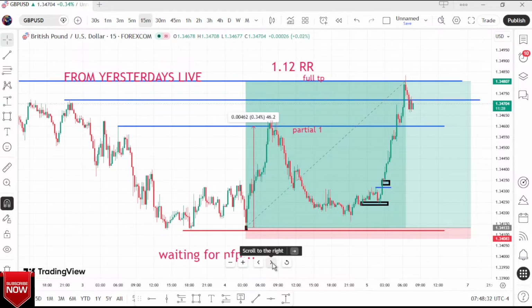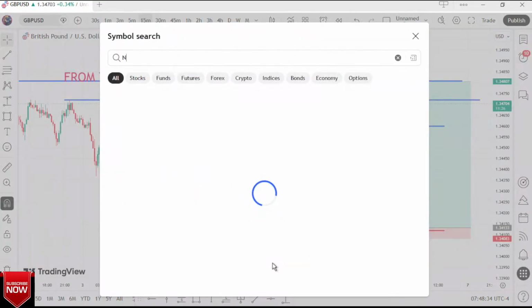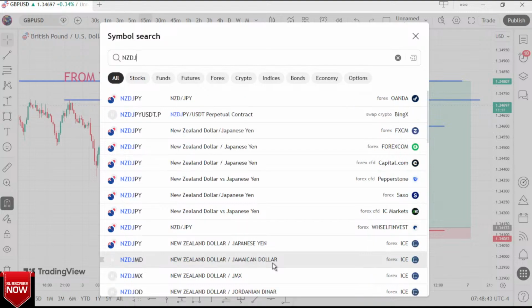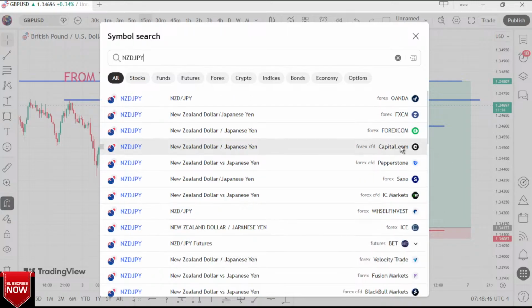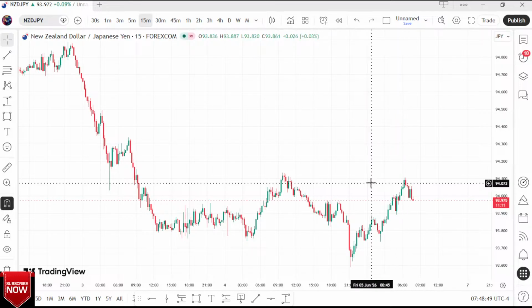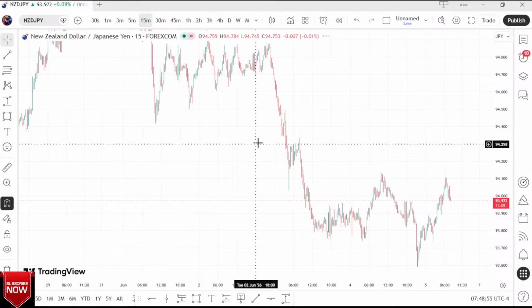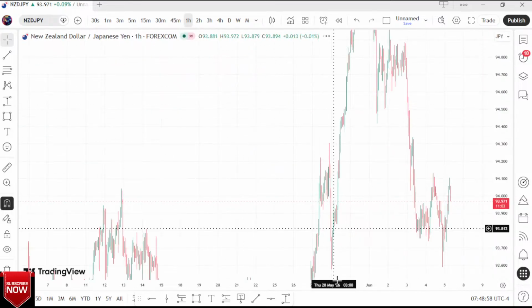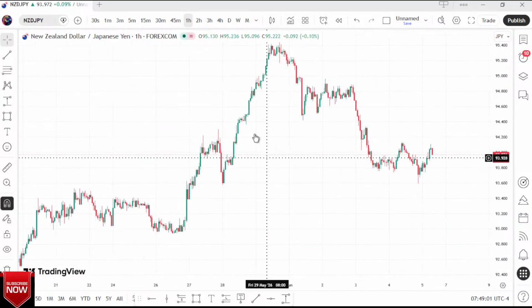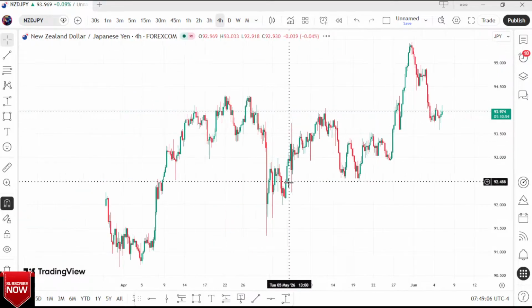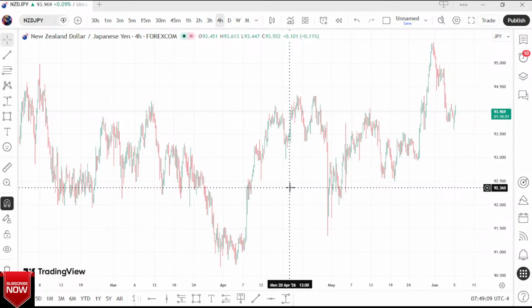Let's look at NZDJPY. Let's see your pairs. NZDJPY, it actually moves good. Yes, it actually has movements. What about the Euro NZD?